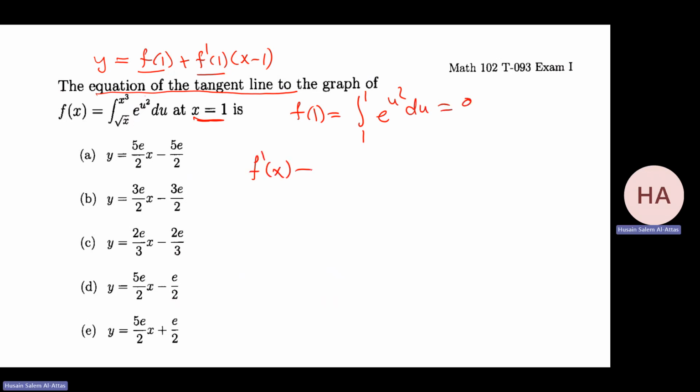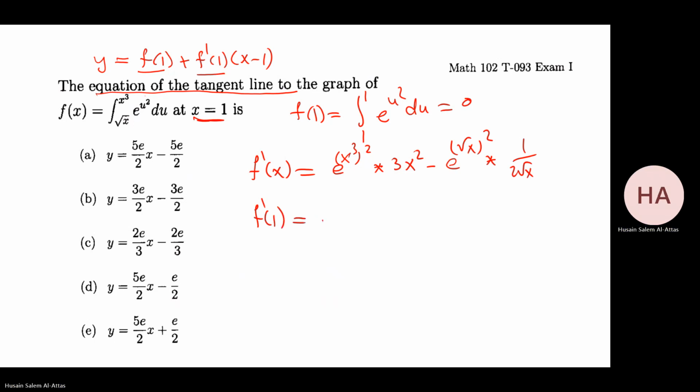Then I need to find f prime of x using the fundamental theorem of calculus. That will be e to the (x cubed) all squared times 3x squared, minus e to the (square root of x) all squared times 1 over 2 square root of x. F prime at 1 will be what? 3e minus, what's here? E over 2. Yeah, e times 1 over 2.